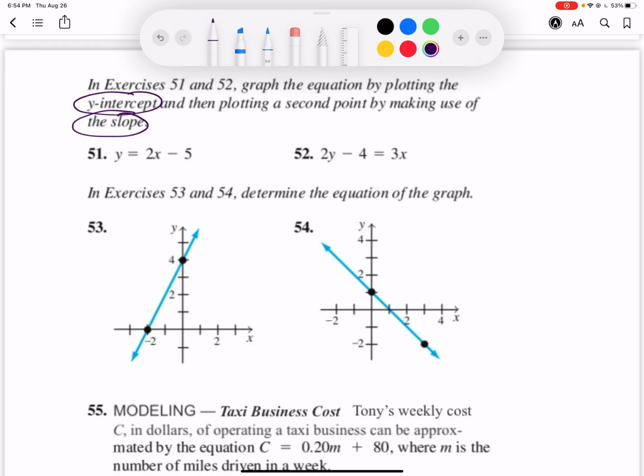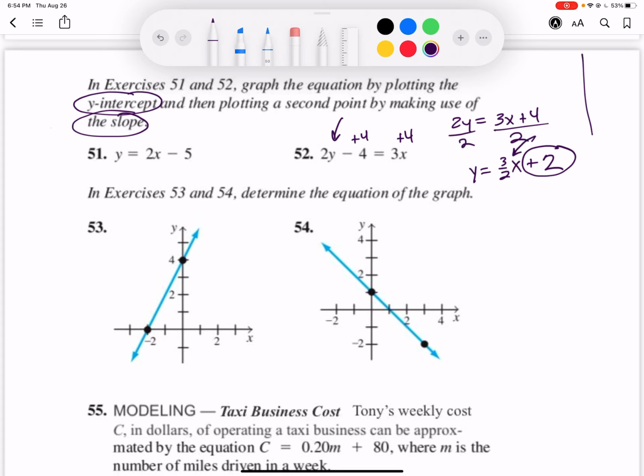So what we want to do is take this and isolate the y. Let's add 4 to both sides. That's going to give us 2y equals 3x plus 4. And then we'll divide both sides by 2. So it's going to give us y equals 3/2 x plus 2. So here is our intercept, and this is our slope.